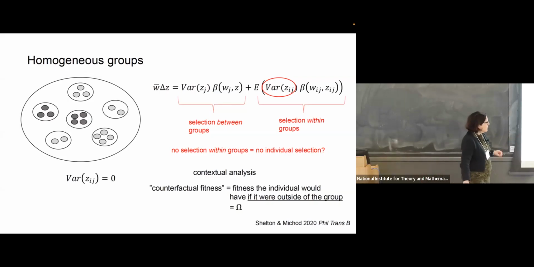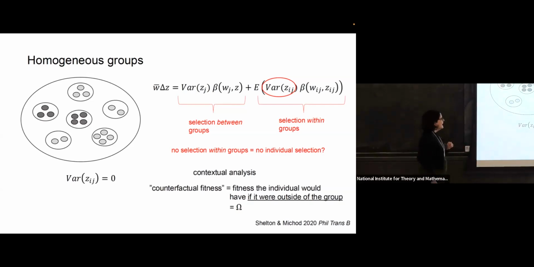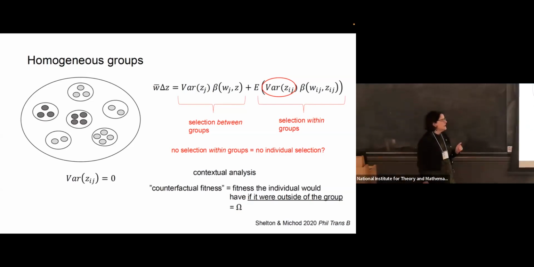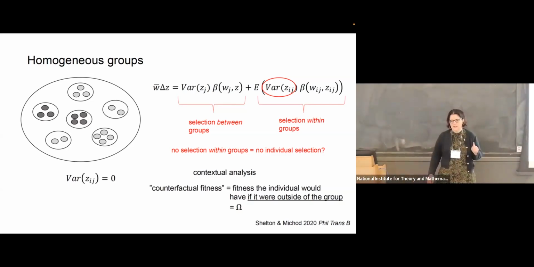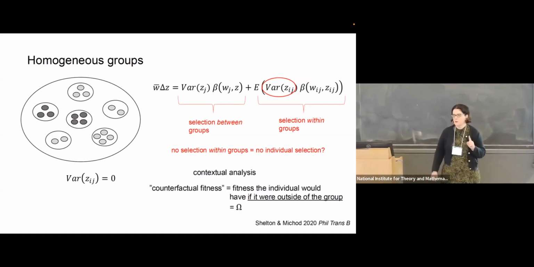They use the symbol omega for it. It's the fitness the individual would have if it were outside of a group. It's counterfactual because the individual is not outside of a group. This is sort of a hypothetical fitness the individual would have if they were part of some homogeneous group, because again, they're the same as their friends, that did not have group structure.